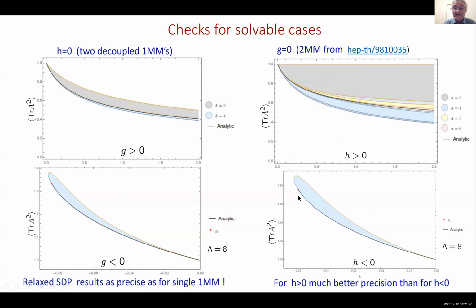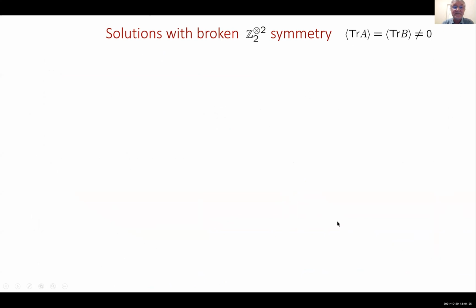Again, you see that the lower limit, at least for negative H and G, gives very good precision. It stabilizes around the exact solution, which we know in these examples.